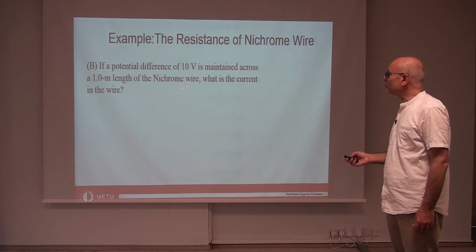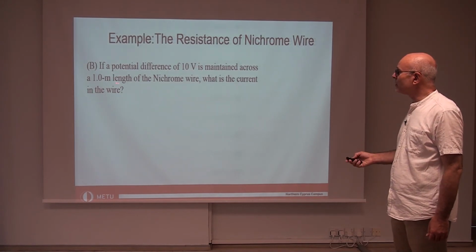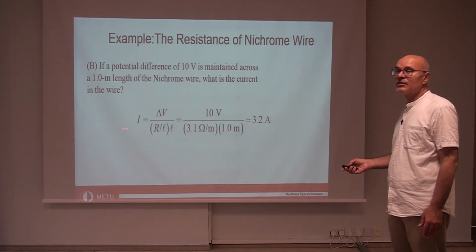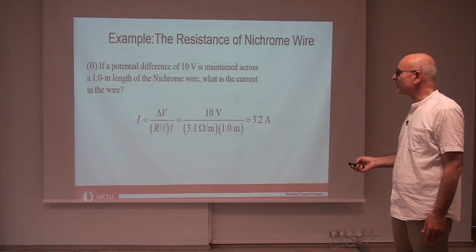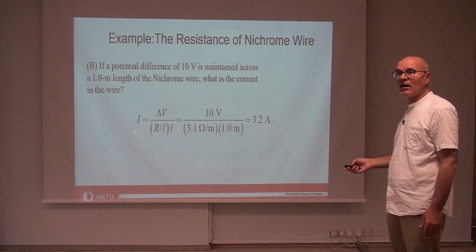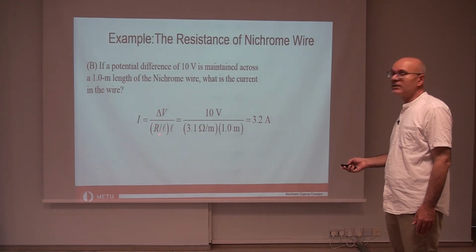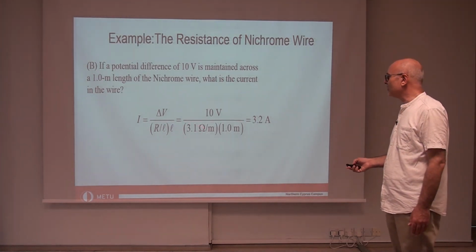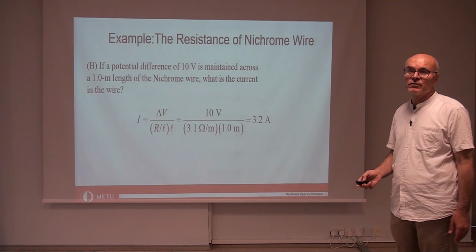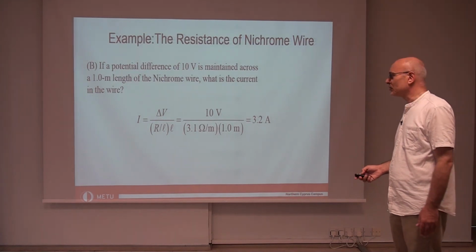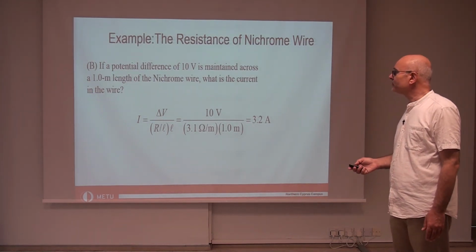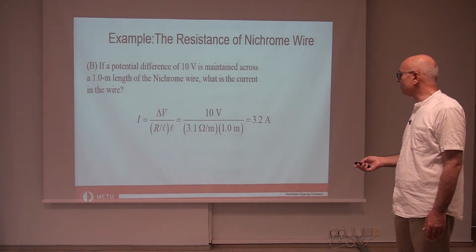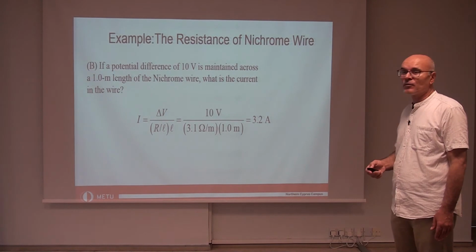Now, if you apply a potential difference of 10 volts across this 1 meter length of wire, what will be the current in this case? Well, the relation between the current and the resistance is I equals delta V over R. R is just R over L times L, so it's just this value, and so it's 3.2 amperes. That's the current that will be passing through this wire.